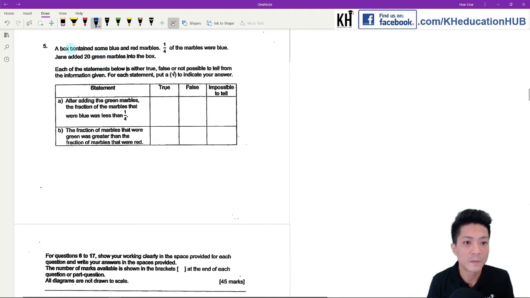Question 5. The box contains some blue and red marbles. A quarter of the marbles were blue. Jane added 20 green marbles into the box. So for each of the statements below, it is either true, false, or not possible to tell. We're going to decide which is which.